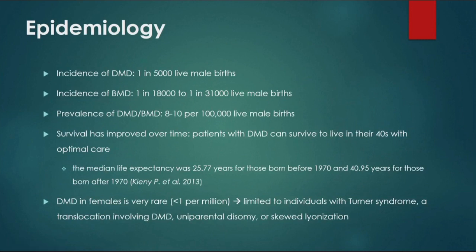The median life expectancy was about 25 years for those who were born before 1970, and it has improved to around 40 years for those who were born after 1970, according to one study. That's primarily because of development of multidisciplinary approach to these patients and improvement in the cardiorespiratory disease. DMD in females is very rare, and they are limited to individuals who have Turner syndrome, translocation involving DMD, uniparental disomy, or skewed lyonization.